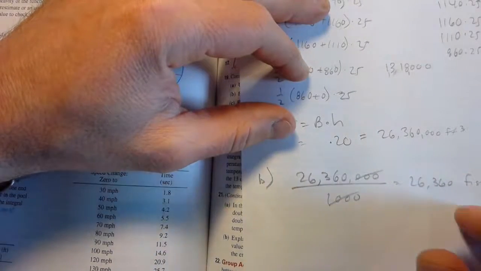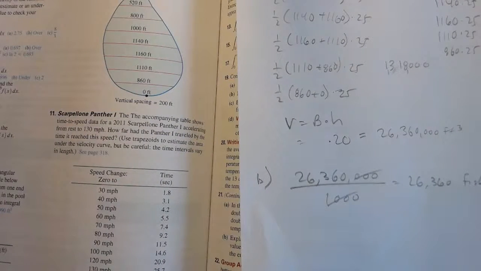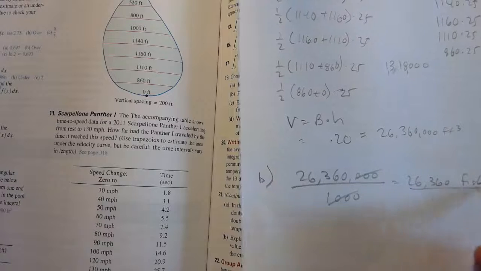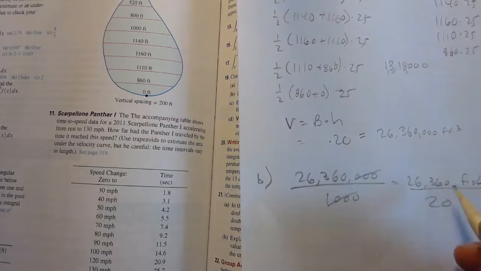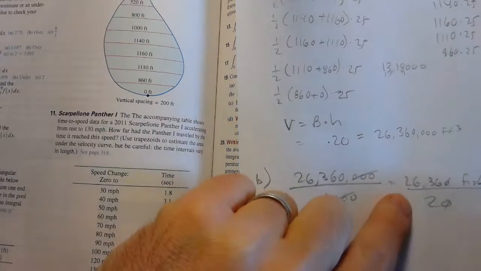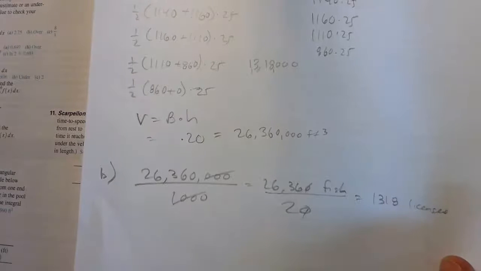Now, so many fish can actually live in this, because you want to have 1 per 1,000 cubic feet, and it says that for each license you expect people to catch 20 fish. So I'm going to divide by 20, because there's 20 fish per license. And so that gives me 1,318 licenses.